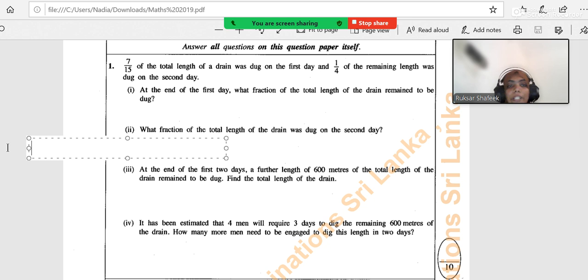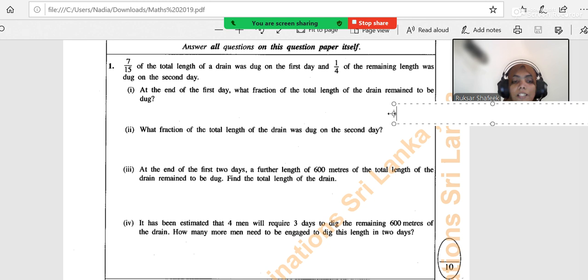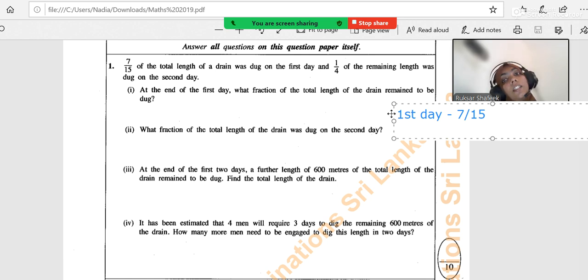So they're digging a drain and 7 over 15 of the total length was dug on the first day. So I'm just going to write down the data. First day, it was 7 out of 15, so 7 over 15. And the second day, 1/4 of the remaining length was dug.